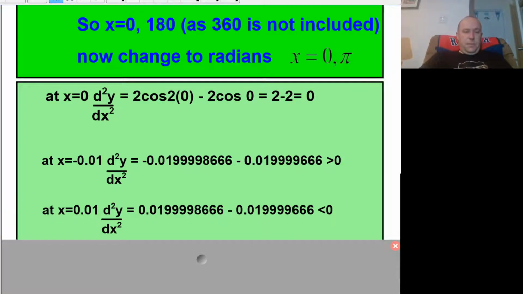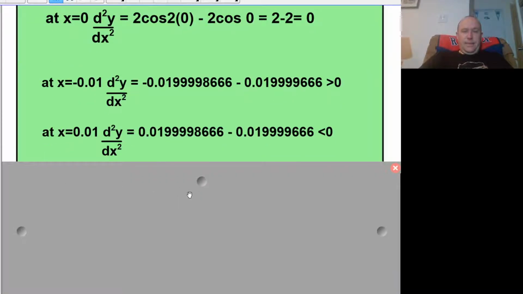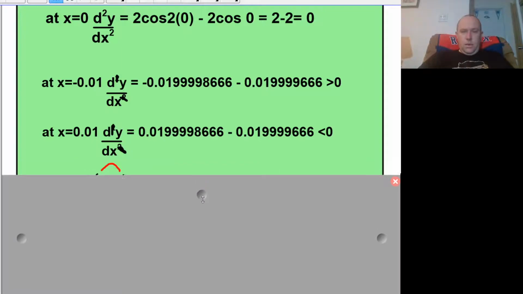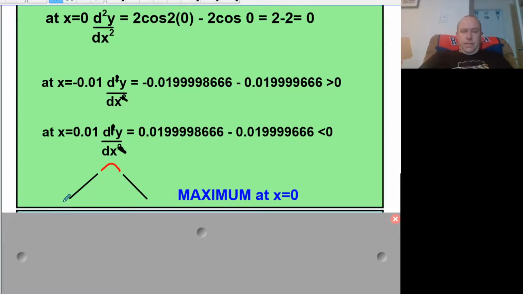So my first answer is positive. My second answer is negative. So as I go back to the point, and once again, this is actually supposed to say dy by dx. Oops, let me get rid of that point there. Then what we would notice is we'd have positive slope to the left, negative slope to the right, and as we join those up, that would actually give us our maximum. So that's one way we can check.